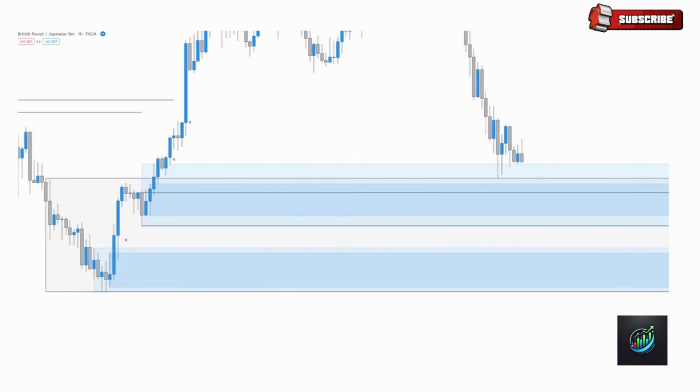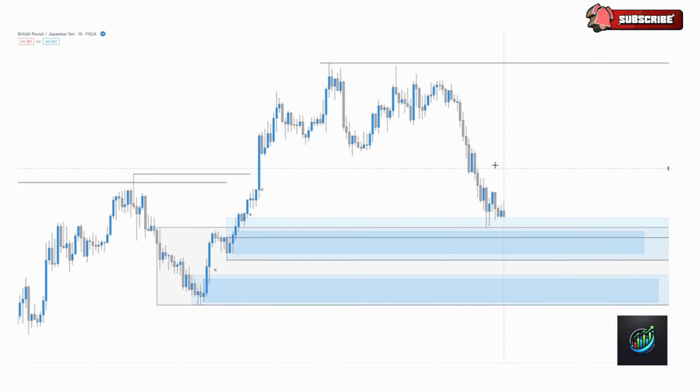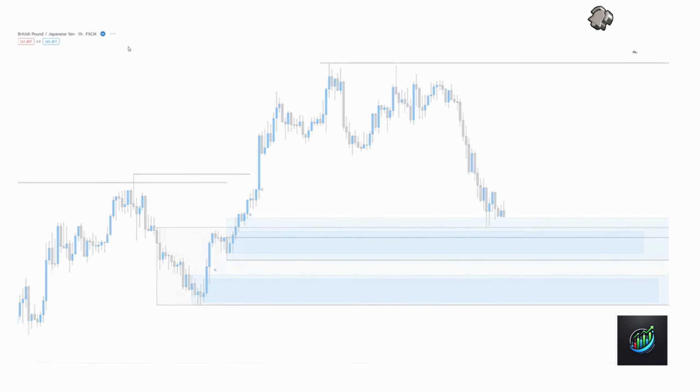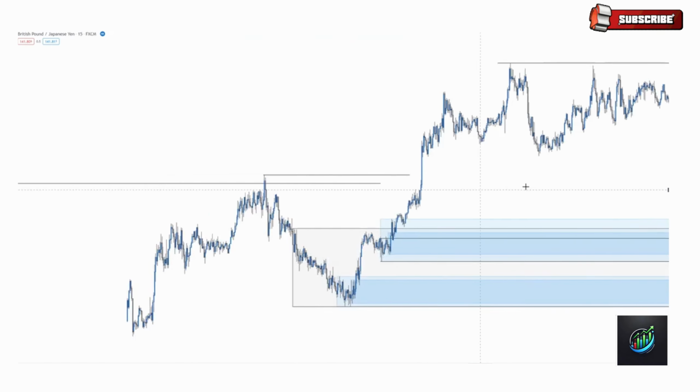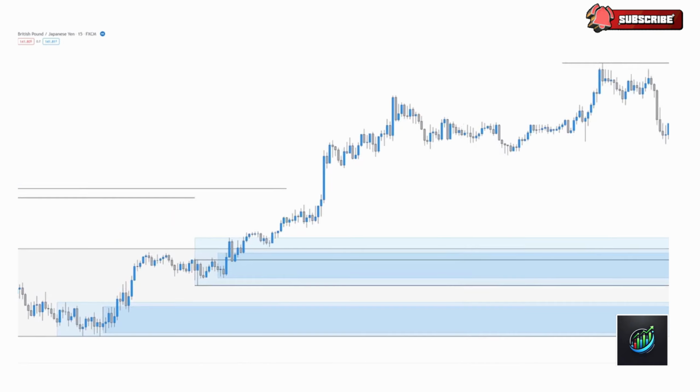So now that we have that, we'll play price forward. What we're looking to do at this point is wait for price to come into these points of interest, and we're going to look for some type of reason for entry. We can also take this one step further. We can go down to the 15-minute chart and refine these order blocks just a little bit more, just to give us a slight edge on our entries.